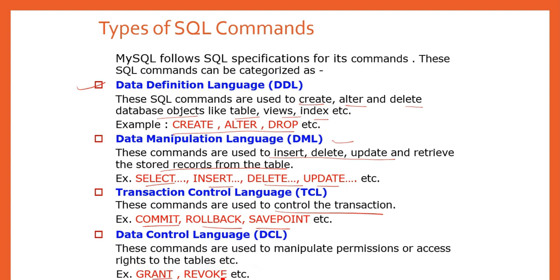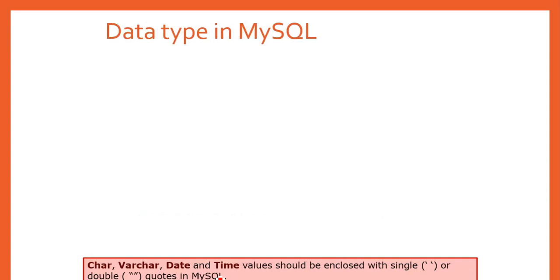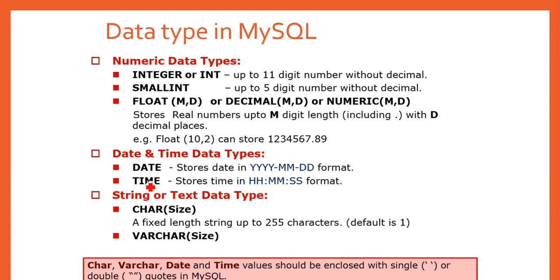Now let's move to the next topic, that is data types in MySQL. Data types determine what type of data a particular column will store, and in MySQL we need to determine the data types. There are different data types, and mainly they are categorized into three.